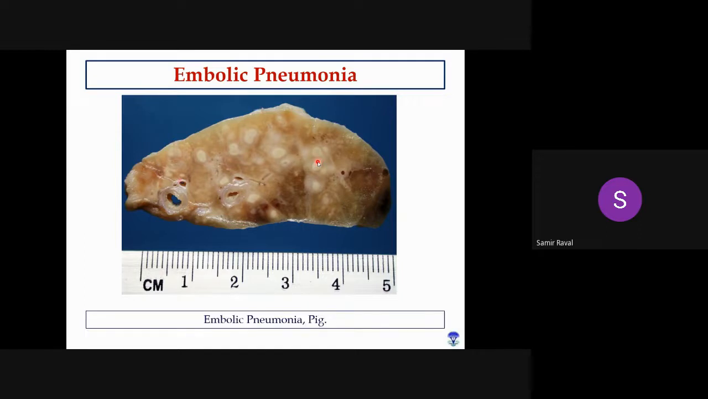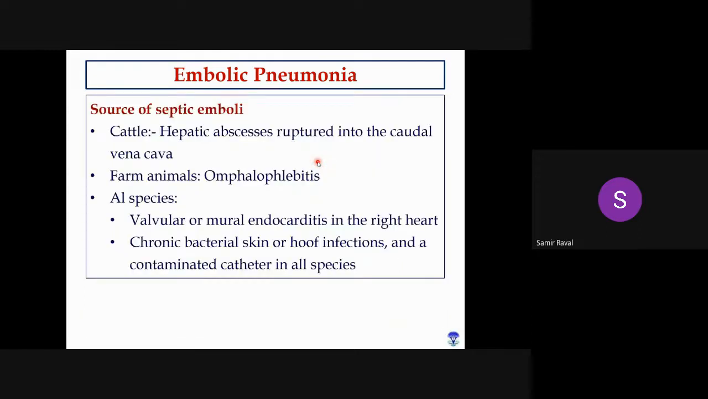Okay, so how do bacteria or other pathogens enter into the blood, become emboli, and become responsible for the production of embolic pneumonia? So, the source of septic emboli. In cattle, the majority of embolic pneumonias are due to hepatic abscess, right? So many times what happens is this hepatic abscess ruptures into the caudal vena cava, and due to rupture of this abscess, ultimately the bacteria gain access to the blood vessels. It will enter into the blood vessels, particularly the vena cava.